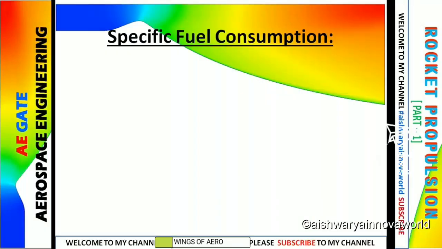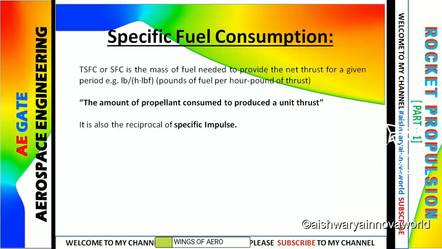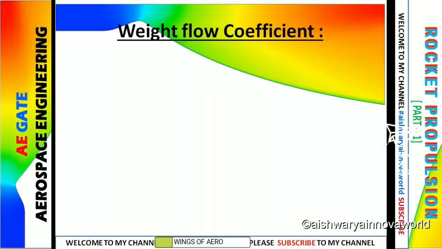Next comes the specific fuel consumption. We know what is meant by specific fuel consumption, that is how much fuel you consume with respect to unit thrust. For a rocket we can also write it as the reciprocal of specific impulse. So SFC equals 1 by ISP. We already know the unit of specific impulse is second, so when you take the reciprocal, the unit is second inverse.